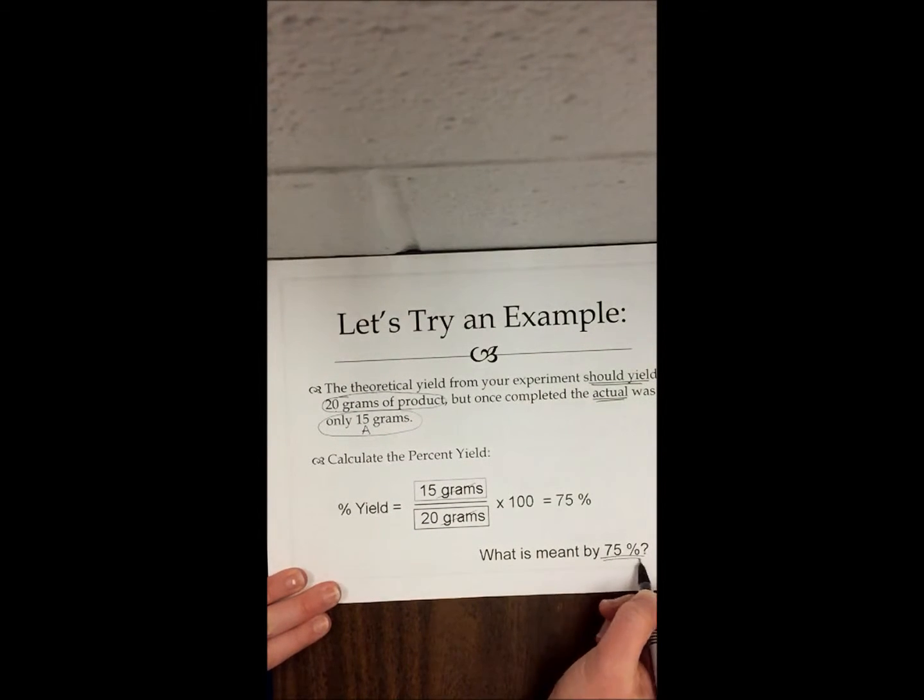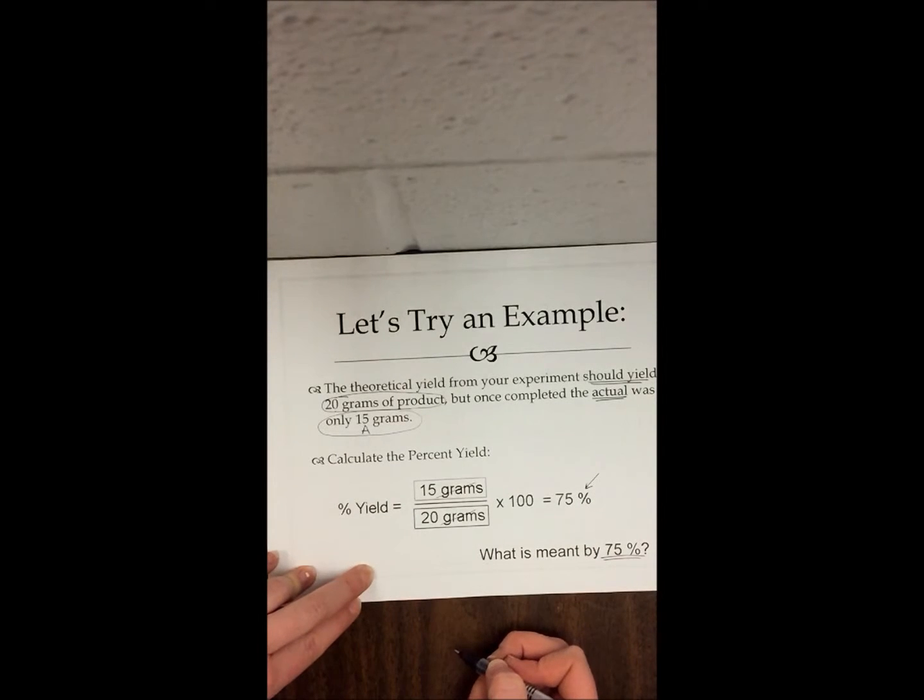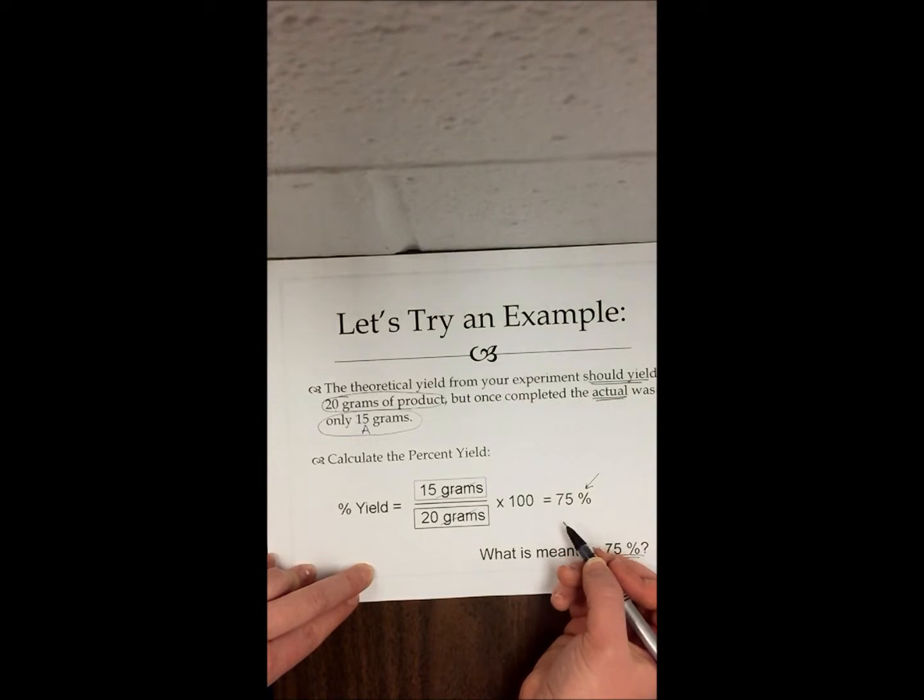What is meant by 75%? Well, 75% means that you made 75% of the product you set out to make. Whereas if you were at 100%, you made exactly the amount. If you're at a lower percent, that means you didn't make as much. If you're over 100%, that means you might have a contamination.